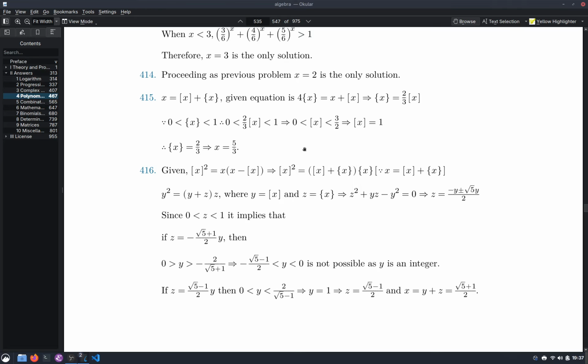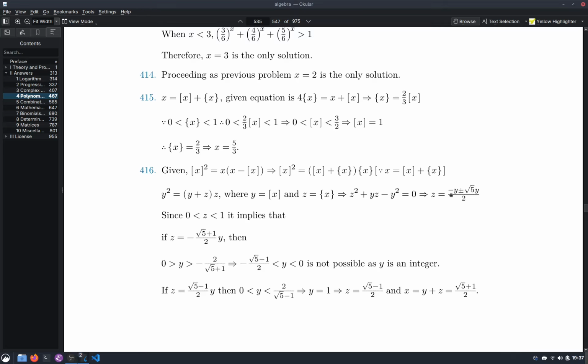So what we do in this case is that left hand side is integral part squared, right hand side x minus integral part x becomes the fractional part, and this x becomes integral part plus fractional part. So integral part plus fractional part into fractional part. Now if you look at this equation, it becomes y square is equal to y plus z into z, where y is equal to integral part and z is equal to fractional part. So the equation is z square plus yz minus y square is equal to 0.